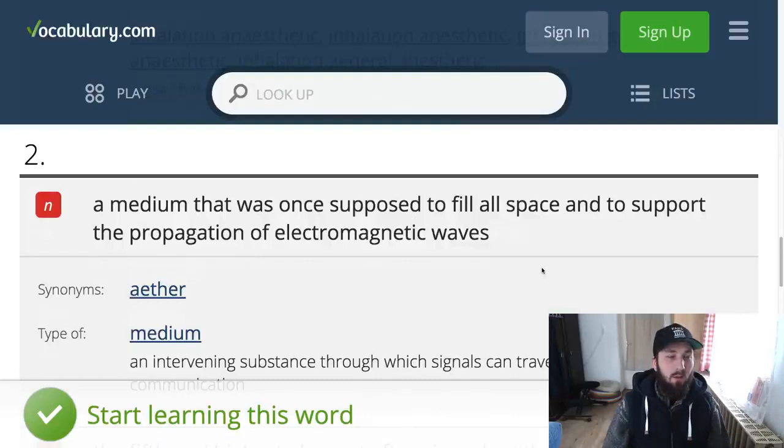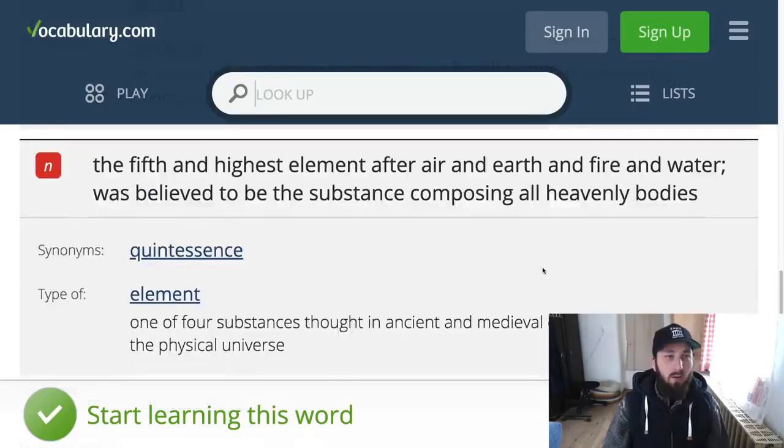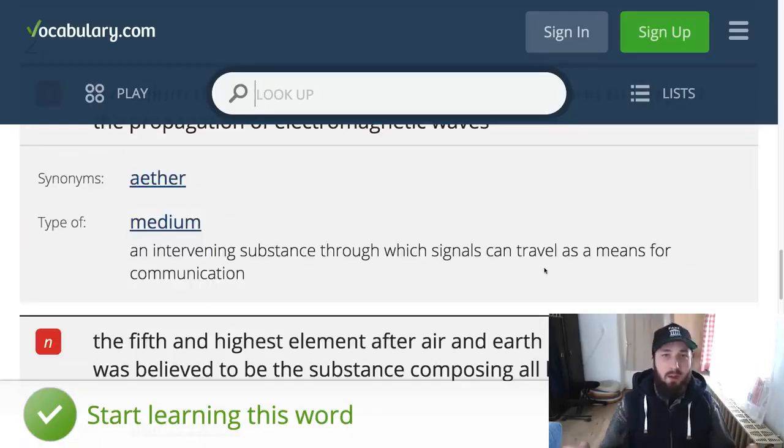Here's the second meaning of ether: a medium that was once supposed to fill all space and to support the propagation of electromagnetic waves, an intervening substance through which signals can travel as means for communication. Intervening substance? What are they talking about? Here's another meaning: the fifth and highest element after air and earth and fire and water, was believed to be the substance composing all heavenly bodies. You see what I mean? There's no reason to call the Ethernet cable an Ethernet cable if it is not connecting to the ether, right?